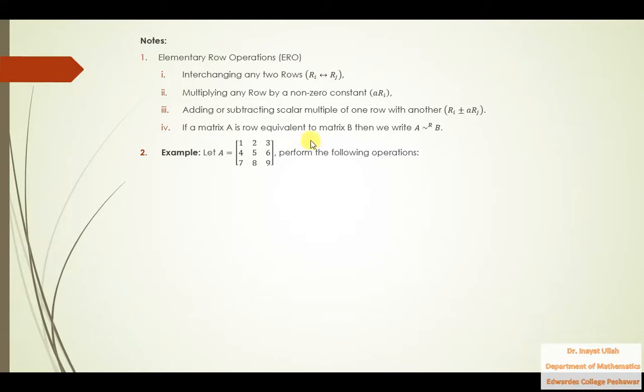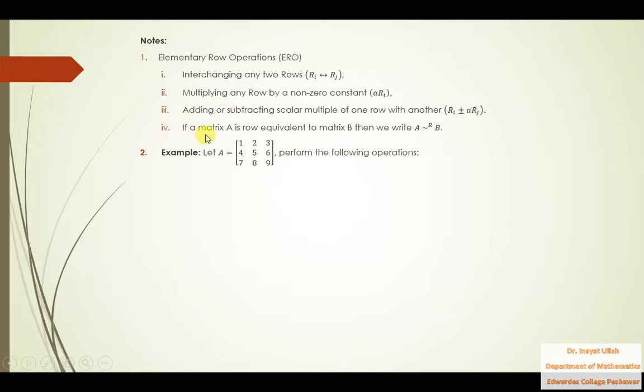And the last one is adding or subtracting any two rows. For example, if there is a need of adding two rows or subtracting two rows, this will be allowed in the sense of elementary row operation. So these three are called elementary row operations: interchanging rows, multiplying a row by a constant number, and adding or subtracting any two rows.